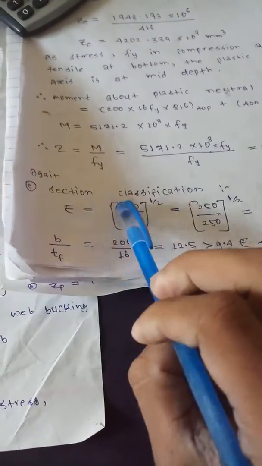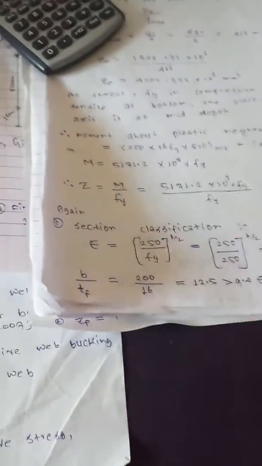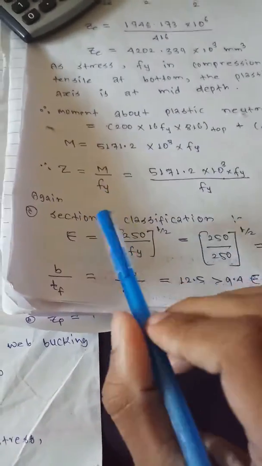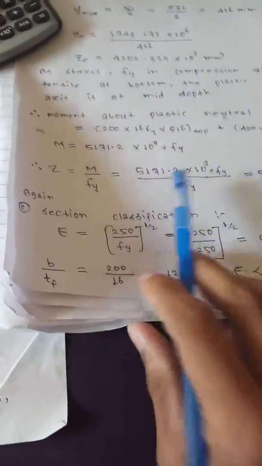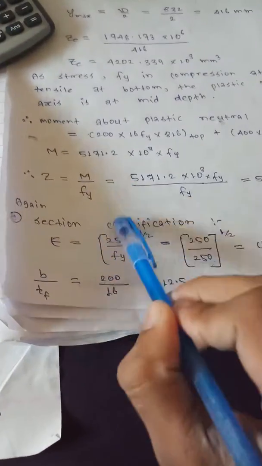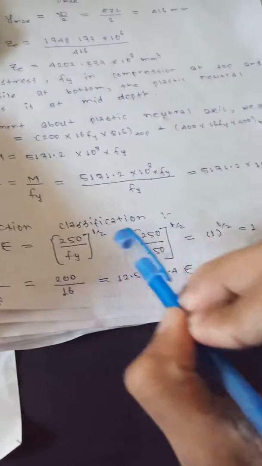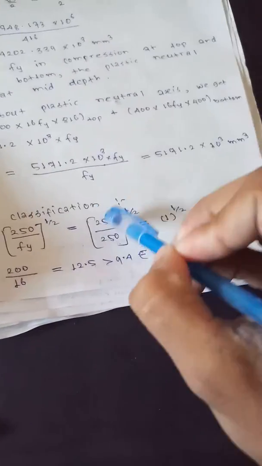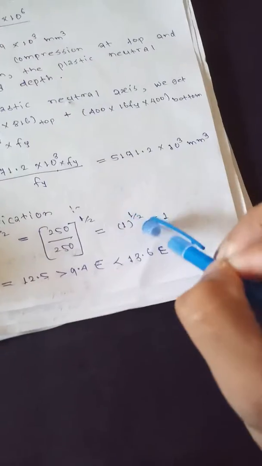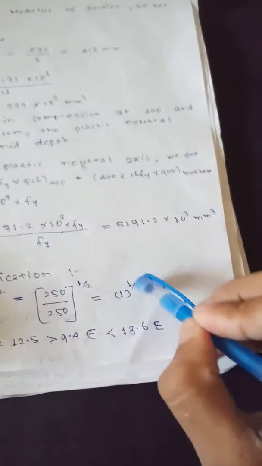Okay, after calculating this, we have to classify the section for the I section. For this we have epsilon is equal to root of 250 by Fy. Fy is nothing but 250, and whole power 1 by 2. By substituting this, 1 by 1 gets cancelled, and if we multiply it by 1.5, it will become 1 only. It is 1.